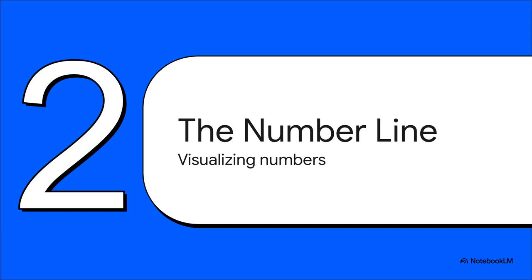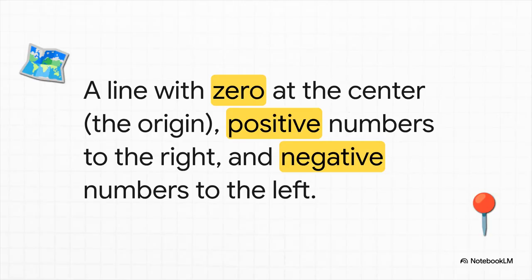Okay, so now we know what these numbers are. But how do we organize them so they make sense? Well, for that, we need a map. And our map is the number line. This line is our absolute best friend for understanding integers. You've got 0 right in the center. That's the origin. All the positive numbers line up to the right, getting bigger and bigger. And all the negative numbers head off to the left. It's the perfect way to see everything laid out.